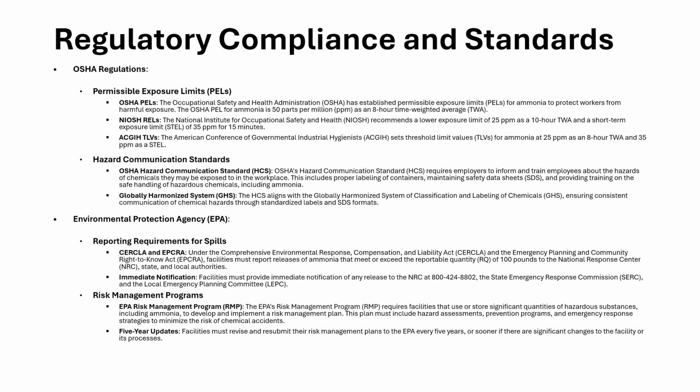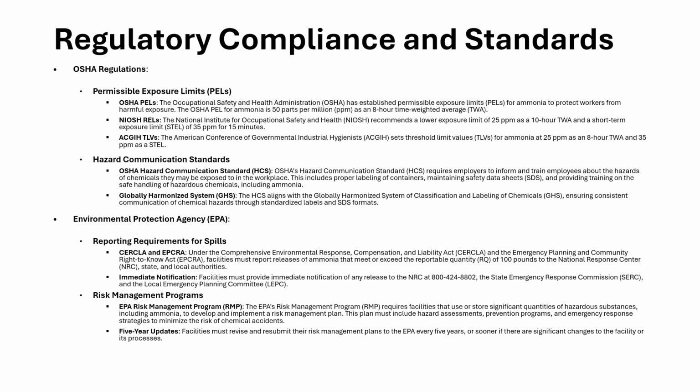Environmental Protection Agency, reporting requirements for spills. Under the Comprehensive Environmental Response, Compensation, and Liability Act and the Emergency Planning and Community Right to Know Act, facilities must report releases of ammonia that meet or exceed the reportable quantity of 100 pounds to the National Response Center, state and local authorities. Facilities must provide immediate notification of any release to the NRC at 800-424-8802, the State Emergency Response Commission, and the local Emergency Planning Committee.